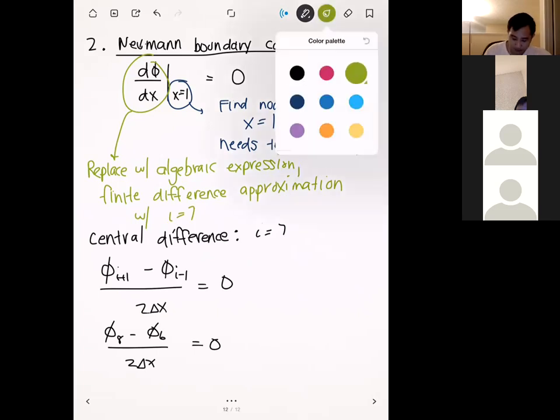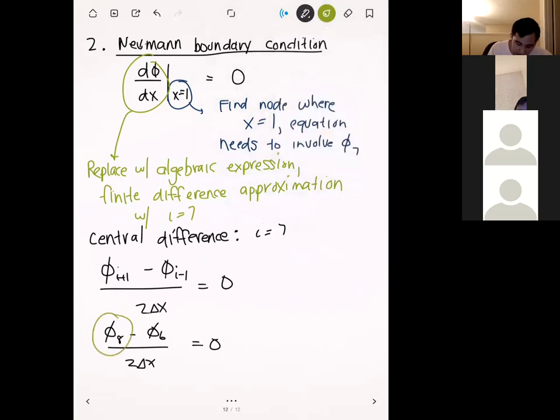But we have a problem here, right? And the problem is phi 8.